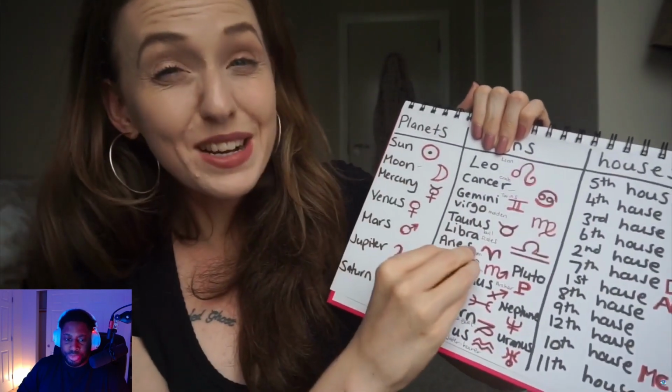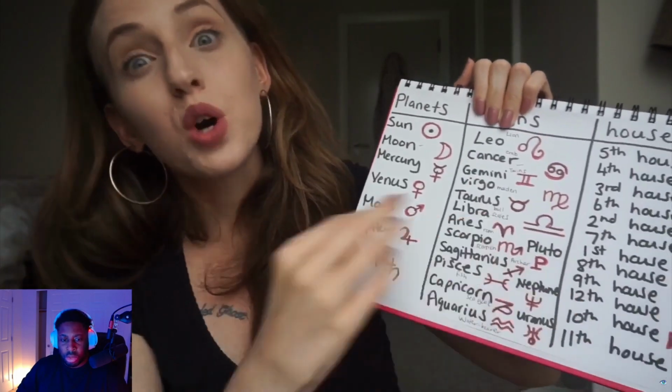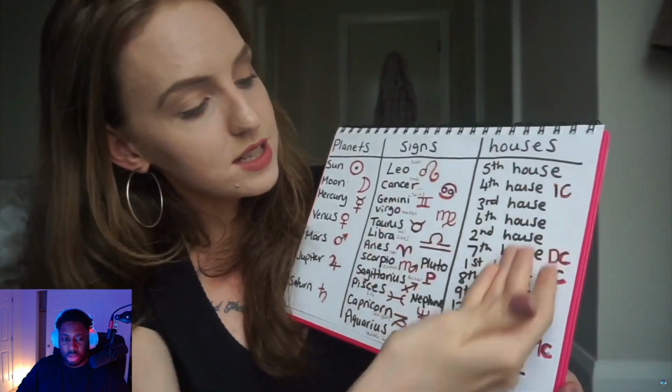Jupiter rules Sagittarius, but co-rules Pisces. And then Saturn rules Capricorn, but co-rules Aquarius. And then lastly, I put the houses along the side here.